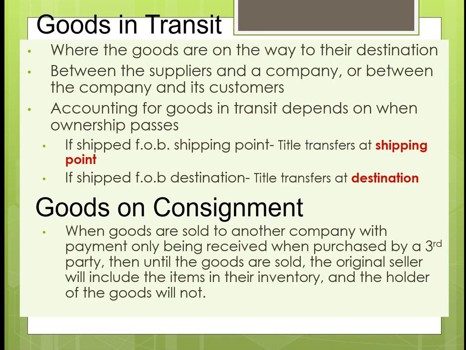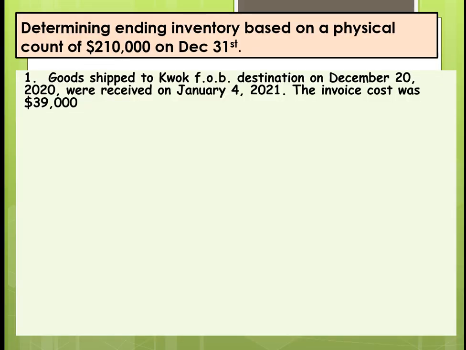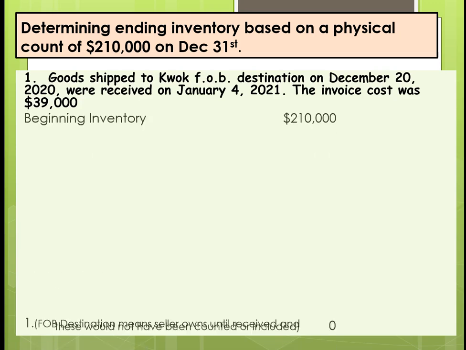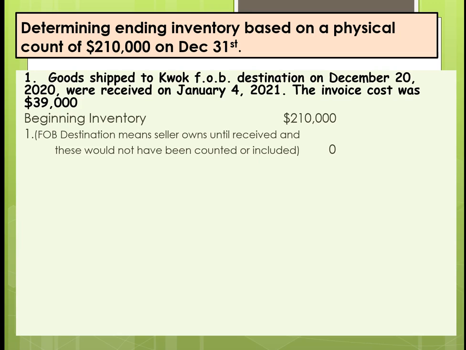Now we're going to look at a problem to work out what should be added or not added to inventory. So we started, we had 210,000 on December 31st, and now we're going to go through these transactions to see if we need to adjust our inventory. Now that's based on a physical inventory. So we had goods shipped to Quack FOB destination on December 20th, and they received on January 4th. Those would not be included in inventory because it's FOB destination, which means Quack will not include them in their inventory until they actually receive them.